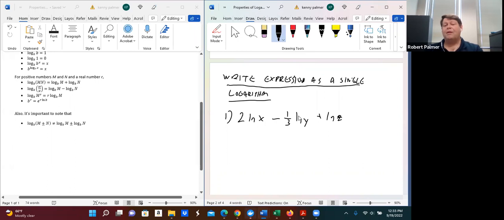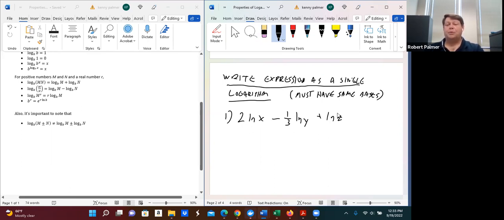they all have to have the same base. So let me put that in parentheses here: must have the same bases. All the logarithmic expressions have to have the same bases, otherwise we can't combine them.